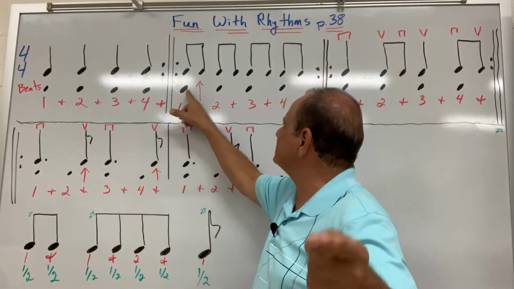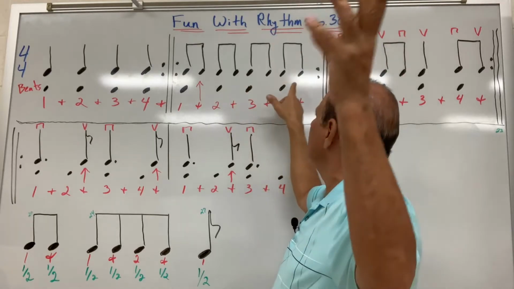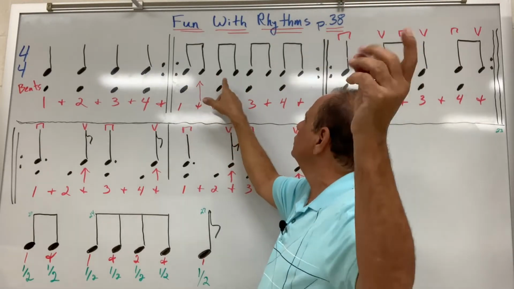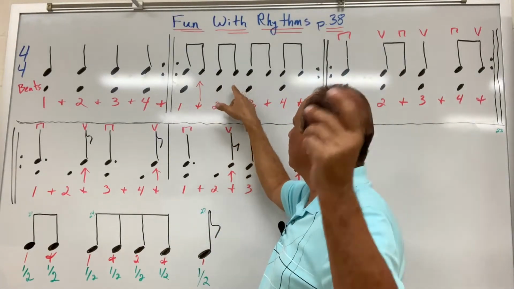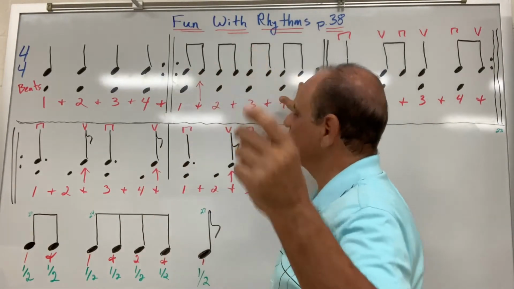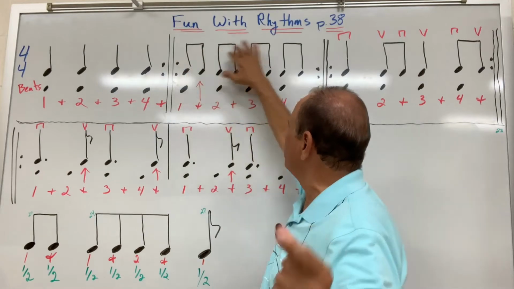Now remember, these dots are the beat note. These are all the quarter notes. 1, 2, keep the beat with your toe or with your heel. Now, while you're keeping the beat, you're going to say the rhythm numbers.